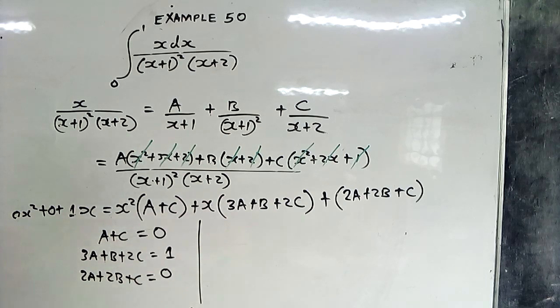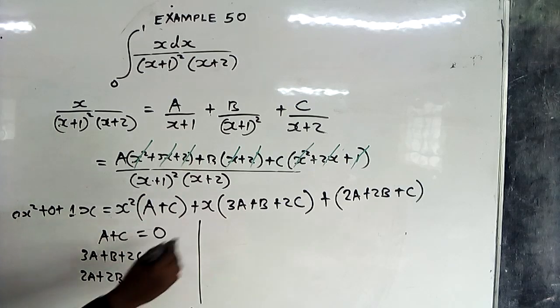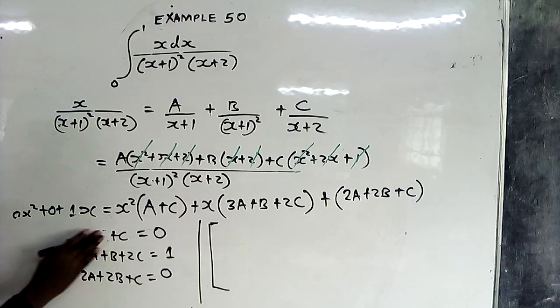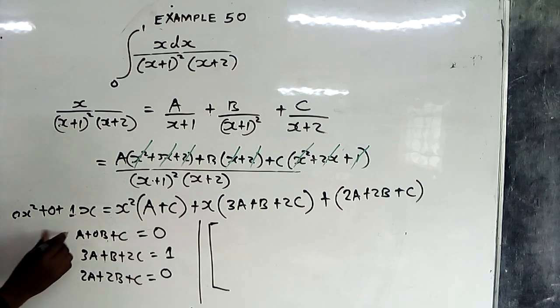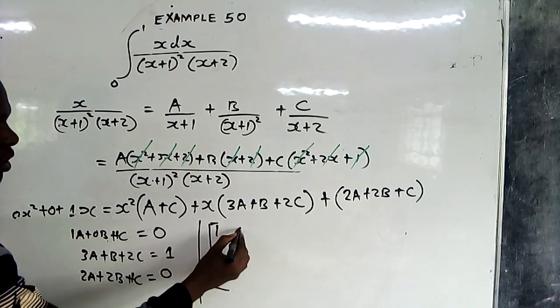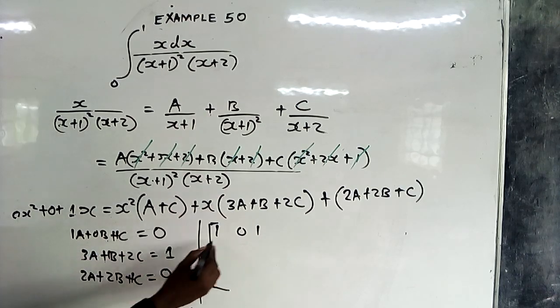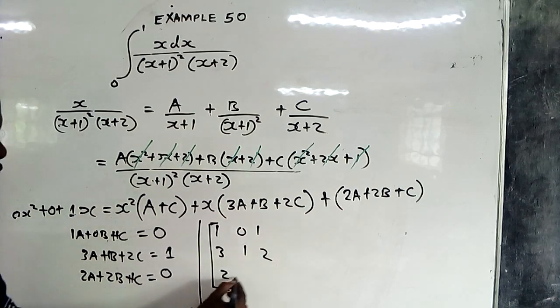Construct this 3 by 3 matrix. a plus c is a plus 0b, meaning b is not there. Where there is no coefficient, you put the coefficient 0. So this matrix is 1, 0, 1, then 3, 1, 2, then 2, 2, 1.